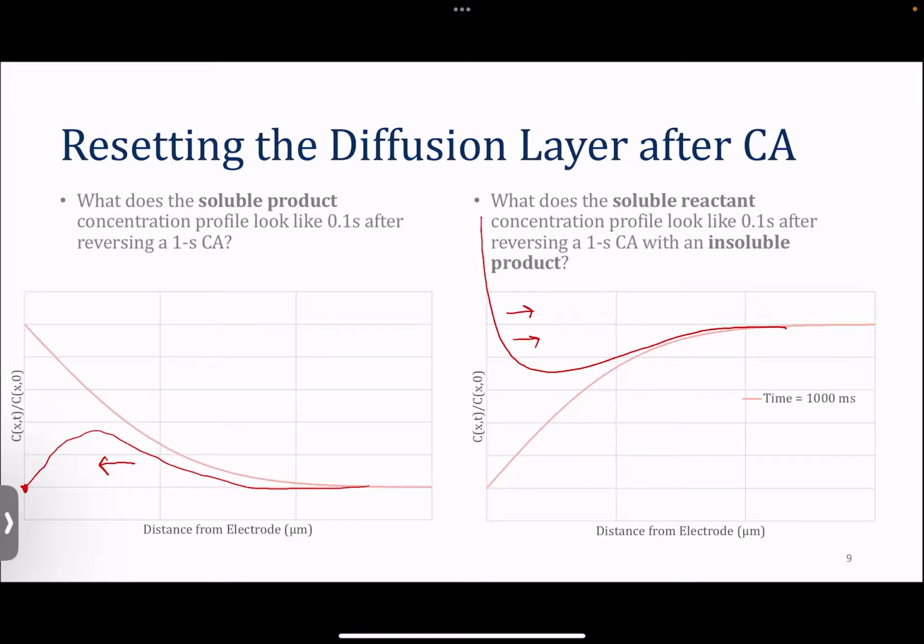That does it for explaining the concentration changes next to the electrode during chronoamperometry. I hope you'll join me for the next video, where we dive into all the ways that chronoamperometry can go off the tracks and the non-idealities that can show up during those measurements.